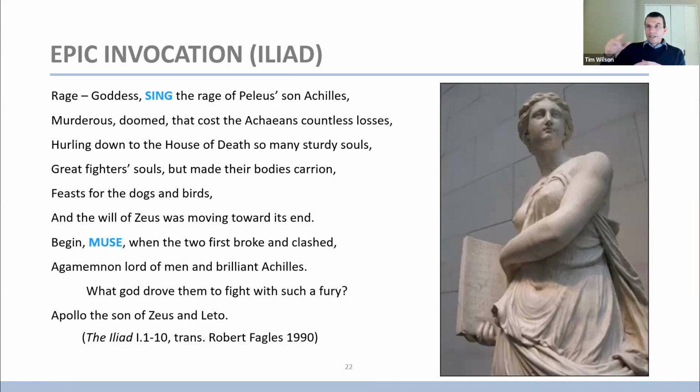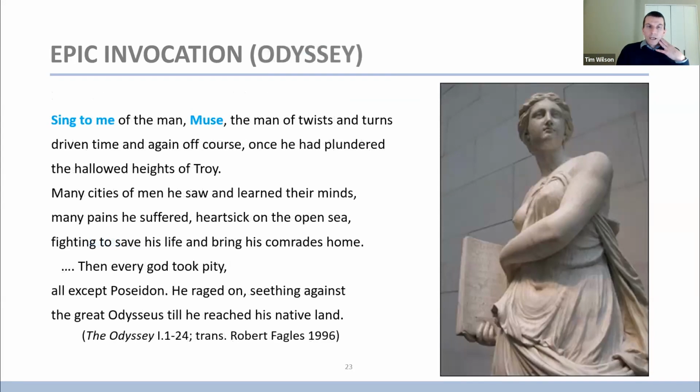And these events are usually caused by something or some god. Okay, so in this case, what drove them to such a fury? Apollo. And we have a similar invocation. I won't read this, but in the Odyssey, very similar again, sing to me of the man, muse. Okay, so the first word of the Odyssey is man, or andros, and the first word of the Iliad is rage, or menis.